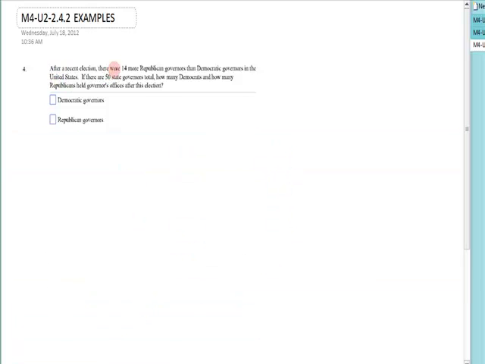After a recent election, there were 14 more Republican governors than Democratic governors in the United States. That is a comparison. If there are 50 state governors in total, how many Democrats and how many Republicans? Okay, let's define. There are 14 more Republicans than Democrats. You don't know anything about the Democrats. The Republicans, there are 14 more than the Democrats. There's my comparison. Democrats unknown, Republicans, there are 14 more of them than the Democrats.